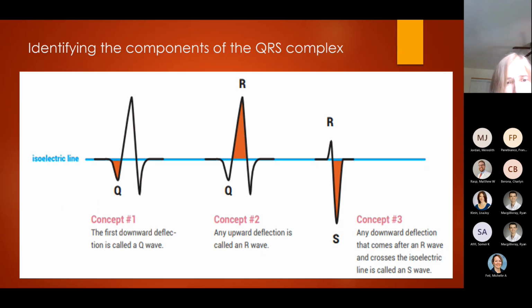So let's look at QRS complex. So Q wave. I'm pretty sure you all know this, but just to remind you. So the first downward deflection is Q wave. Any upward deflection is R wave. And any downward deflection after R wave is your S wave.